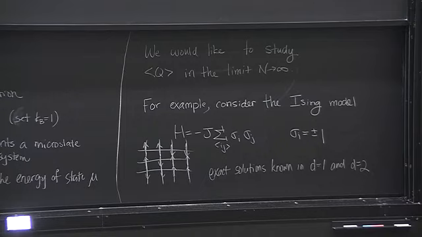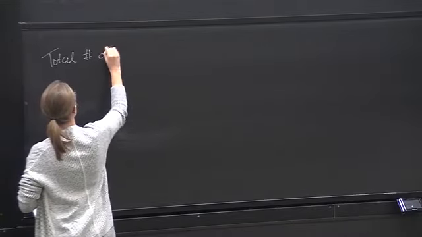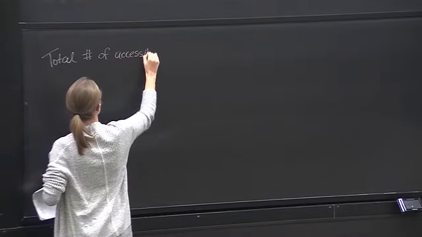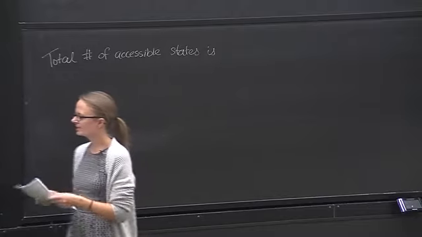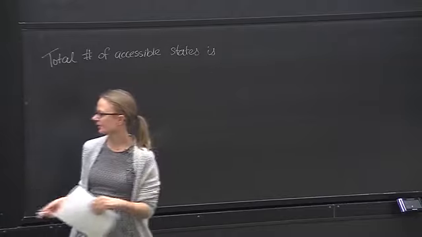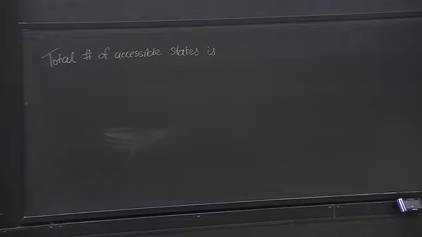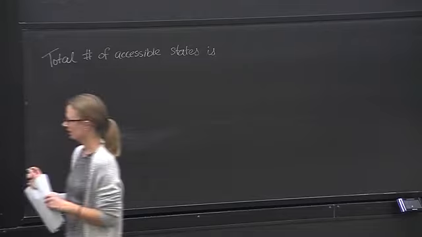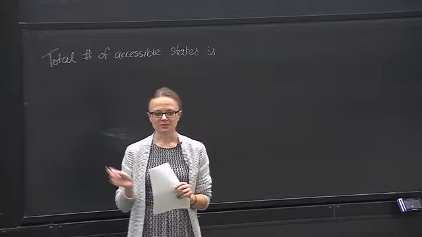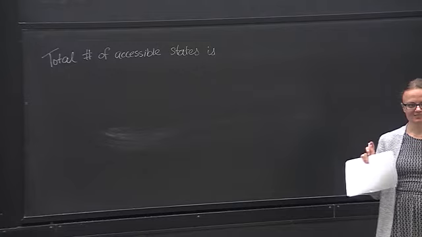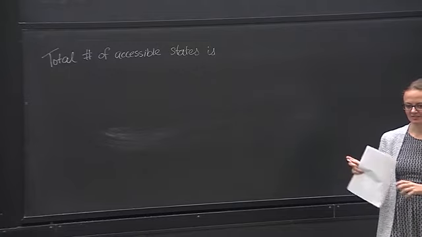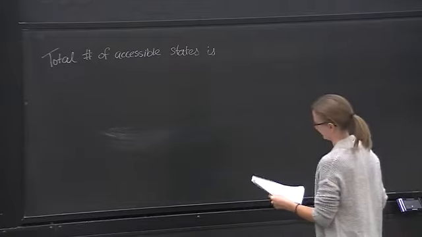Okay, so how many states would I need to sum over in this model if I had, say, an L by L lattice? In general dimensions, n would be L to the D. That's the number of sites that I have. Each one can be in 2 states. How many states would I have in total? Pardon? Yeah, exactly. Perfect.